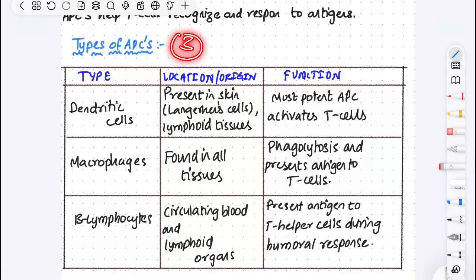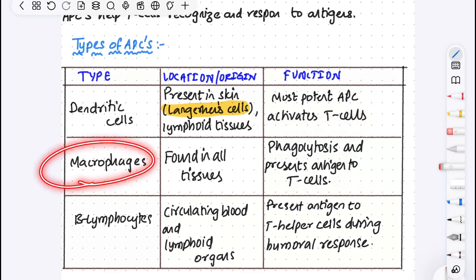Totally we have three main types of antigen presenting cells: dendritic cells, macrophages, and B lymphocytes. Dendritic cells, they are present in skin. So the dendritic cells which are present in skin are called Langerhans cells. Okay, and they are also present in lymphoid tissues. And what is the function of dendritic cells? They are the most potent antigen presenting cells, and they activate the T cells.